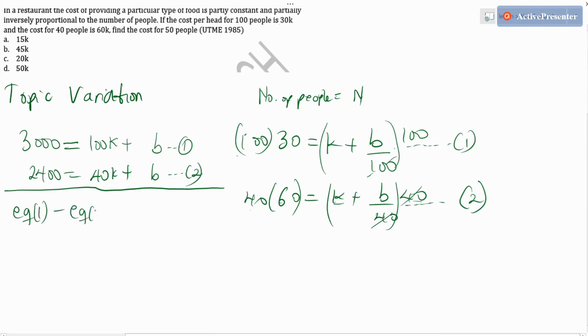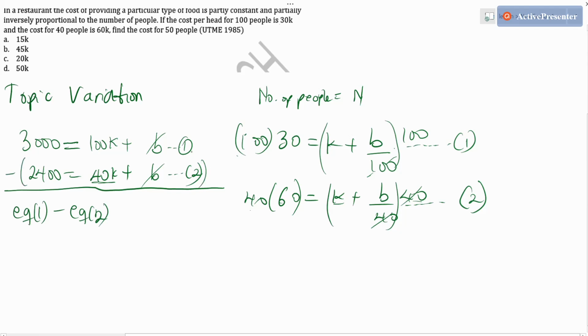So guys, what can we do from here? Well, we can say equation 1 minus equation 2. I'm doing this so that I can eliminate a variable here. If I can eliminate this variable B, I will be left with K. And the way we see this is, let's just work with this.